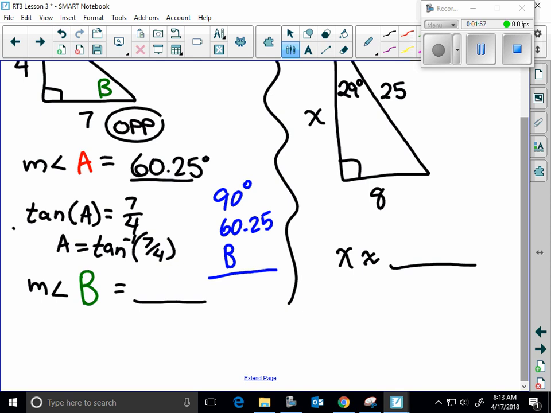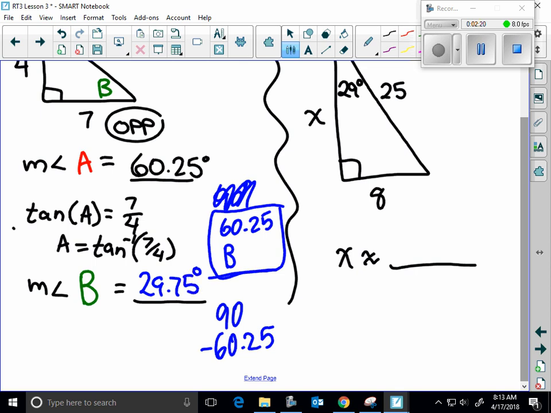Well, if I take 180 minus 90, what do I know about the 2 of these? They have to add up to what? What do these 2 angles have to add up to? They have to add up to 90. So 90 minus 60.25, I believe, is going to be 29.75 degrees.